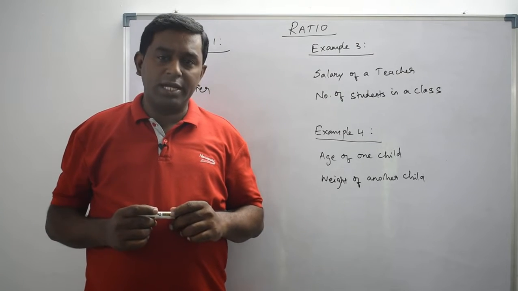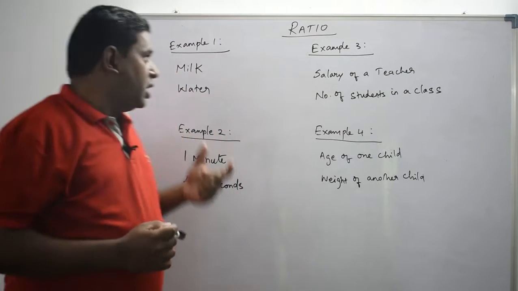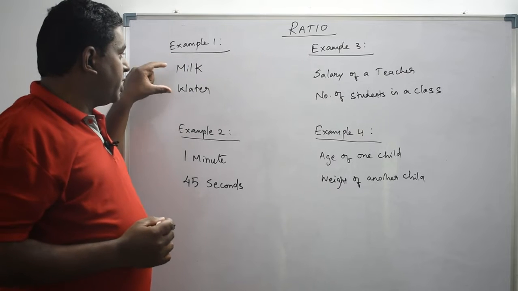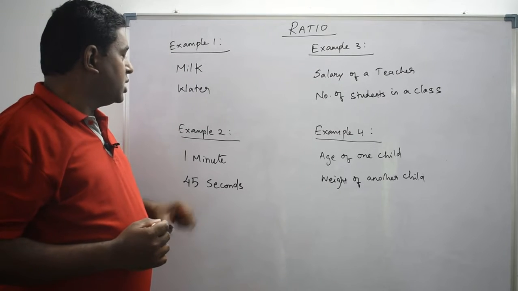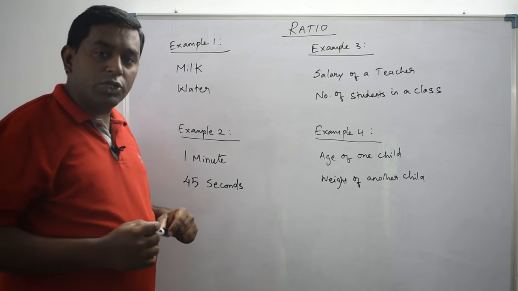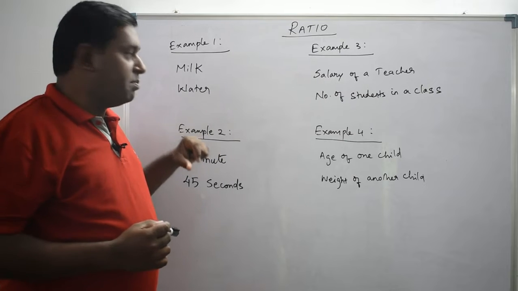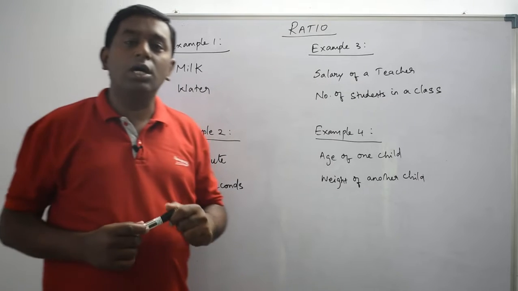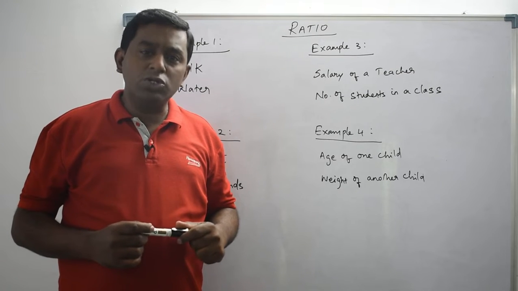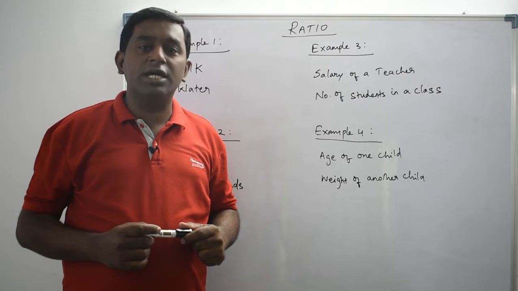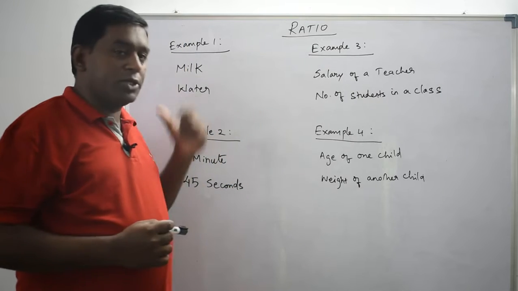What is meant by same kind? Let's look at some examples. In example number 1, we find the two quantities milk and water. Can I compare these two quantities and do ratio between them? Yes, I can. Because both milk and water are liquids, we say they are same kind. So we can do ratio between them.